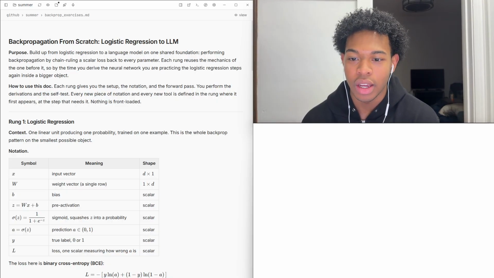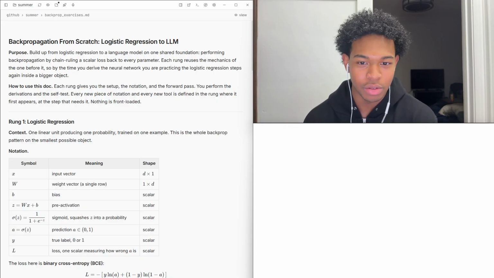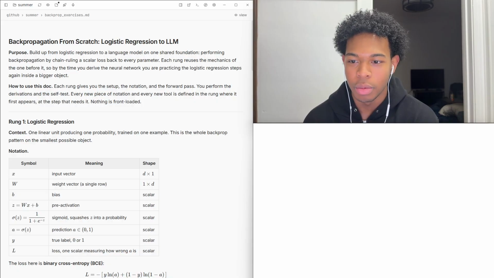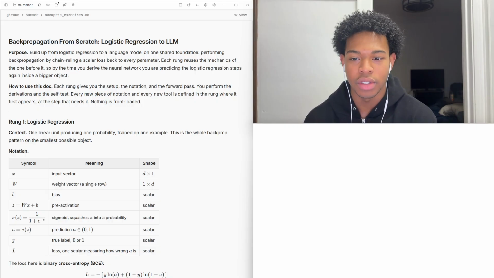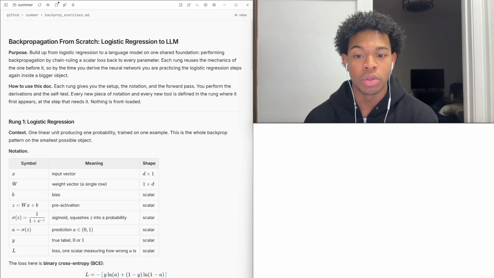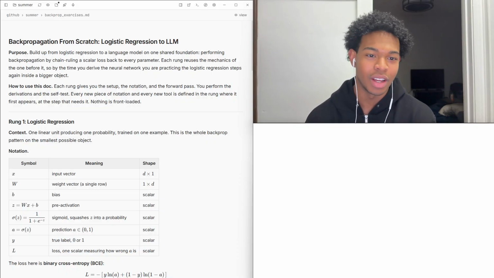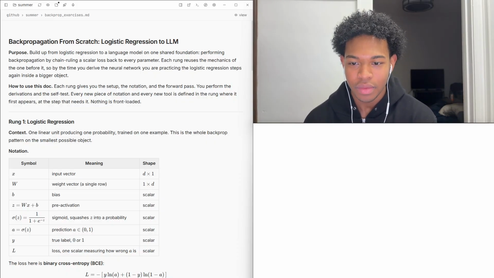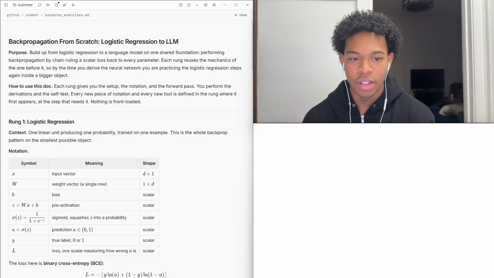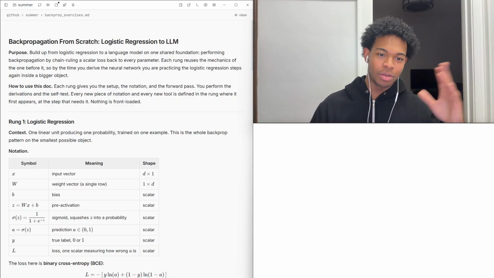How to use this doc. Every rung gives you the setup, the notation, and the forward pass. As for notation, a whole bunch of stuff, whatever. You perform the derivatives and the self-test. Each new piece of notation and every new tool is defined in the rung where it first appears, and the step that needs it. Again, I asked for that. Nothing is front-loaded. It tried to front-load things.